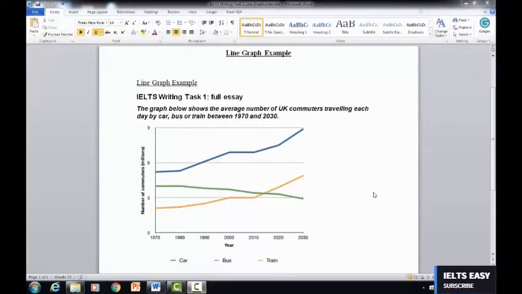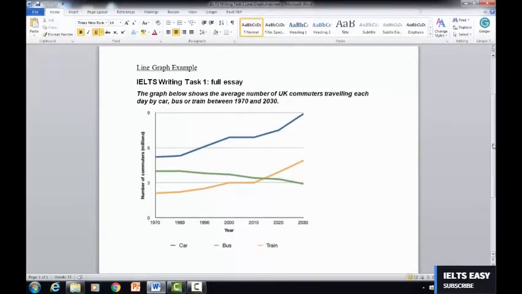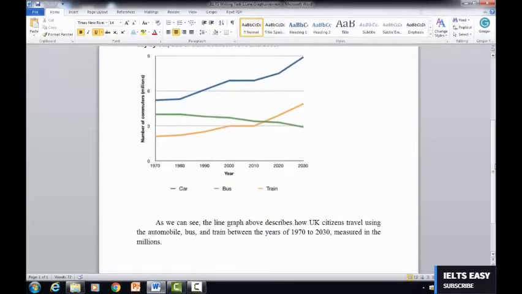Okay, so now we're looking at a general overview paragraph. With a general overview paragraph, what we're trying to do is get an idea of the general information that we see, right? Highs and lows. This is our second paragraph, everybody. We're doing the second paragraph, all right?